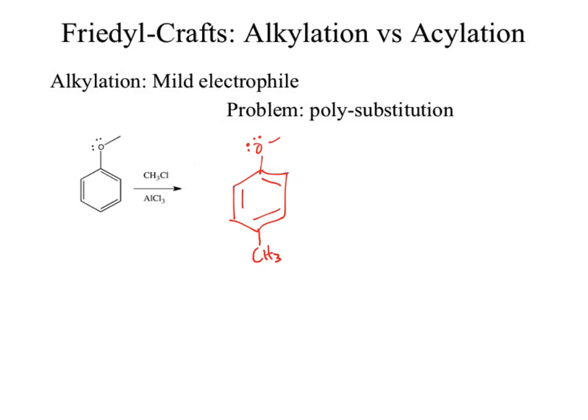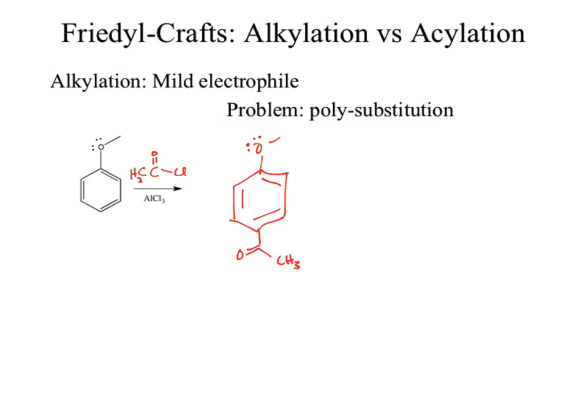What happens if we, instead of alkylating it, let's say we did, again, with 2 carbons, would we expect polyacylation? No. Why not?